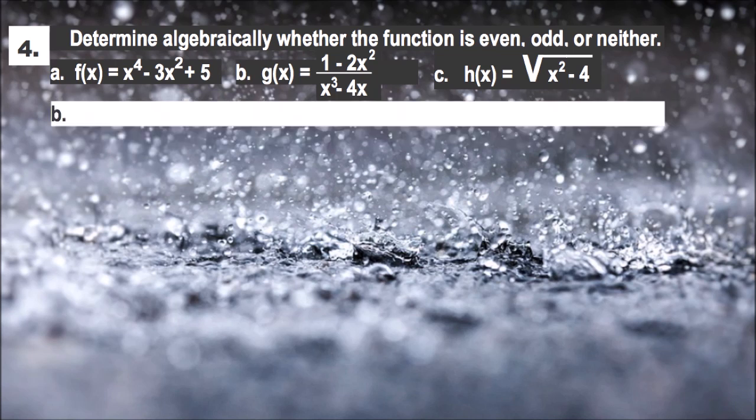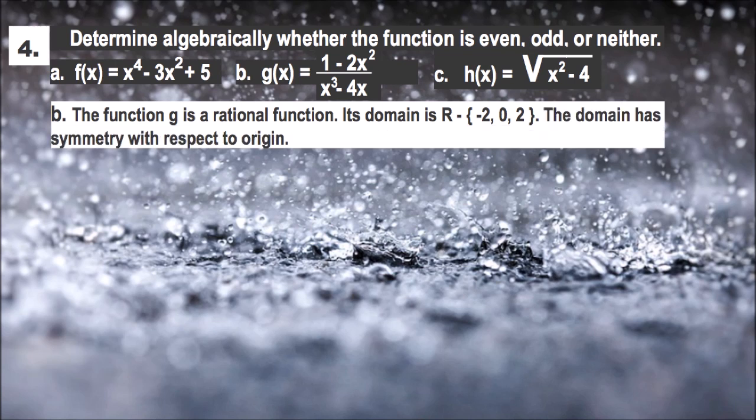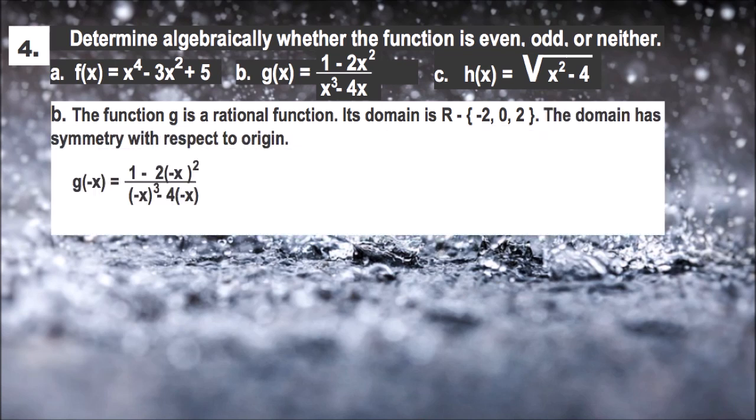B. g of x equals (1 minus 2x squared) divided by (x cubed minus 4x). The function g is a rational function. Its domain is the set of real numbers minus the set made of negative 2, 0, 2. The domain has symmetry with respect to the origin.